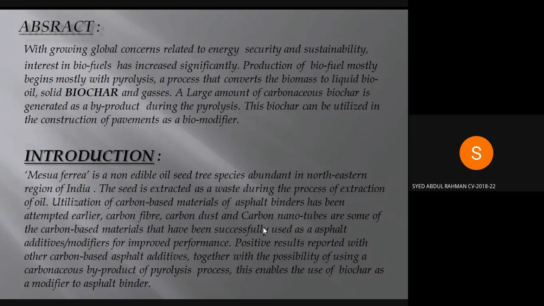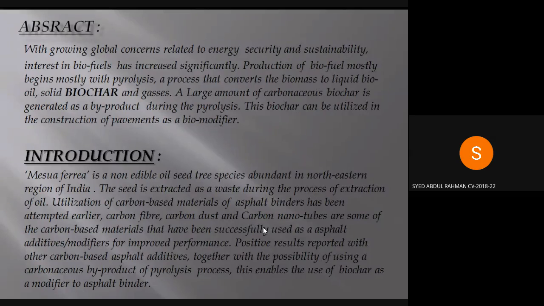Utilization of carbon-based materials as asphalt binder modifiers has been attempted earlier. Carbon fiber, carbon dust, and carbon nanotubes are some of the carbon-based materials that have been successfully used as asphalt additives and modifiers for improved performance. Positive results were reported with other carbon-based asphalt additives, together with the possibility of using a carbonaceous product of the pyrolysis process. This enables the use of biochar as a modifier to asphalt binder.